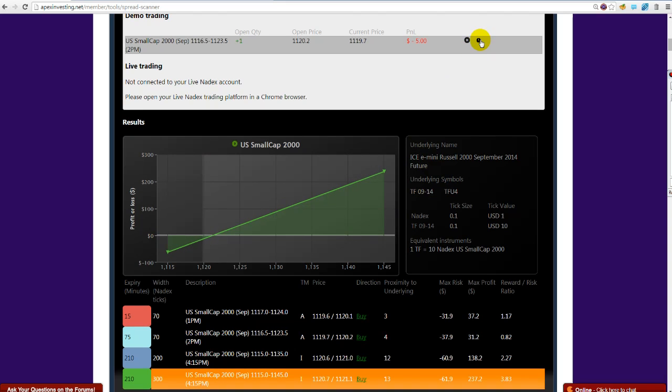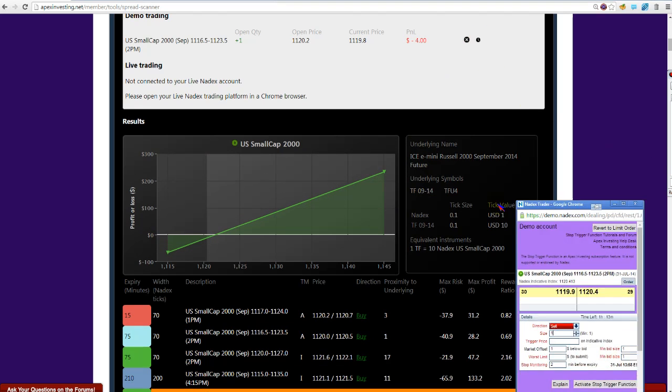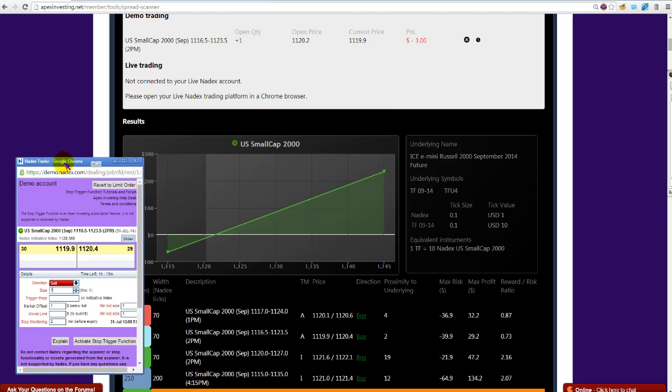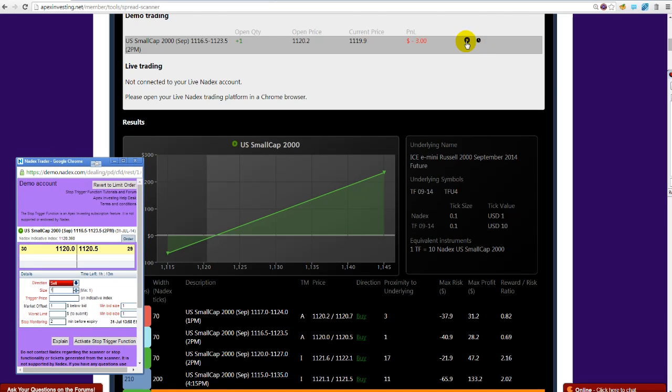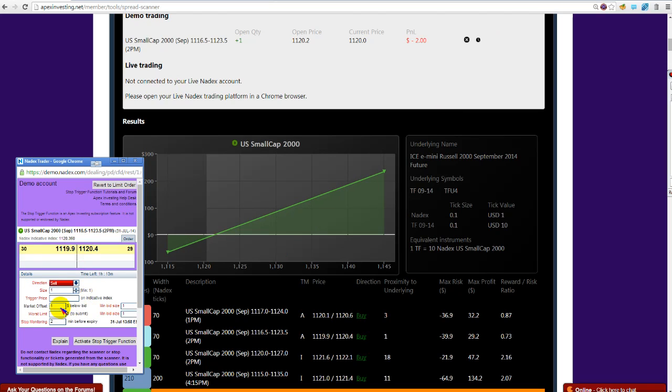Then I just hit the stopwatch icon right there, bring it right up, and it'll bring me right into the stop screen. There are two different icons, the stop icon and the stopwatch icon. The stopwatch takes you right to the stop. And now I'm going to trail it.